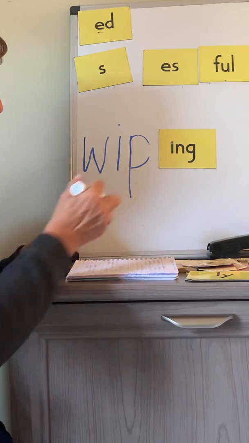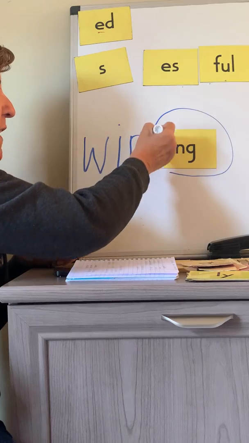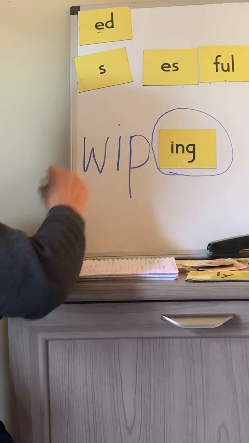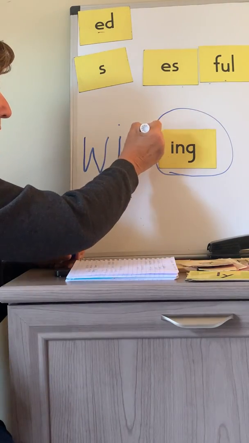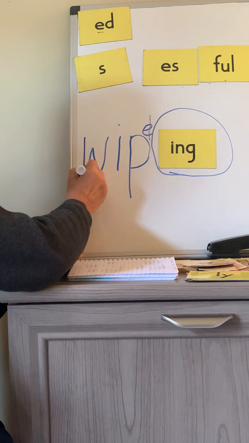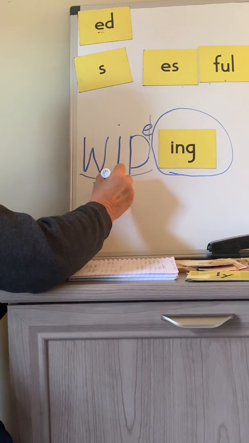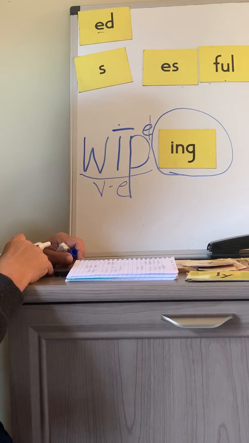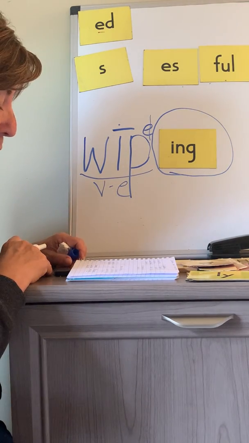Wiping. When you marked it, I hope you put the ing in the black hole first. To get your base word back, you've got to put that little silent E up here. Scoop it, one syllable. It's vowel consonant E. That was a challenge. I hope you got that one correct.